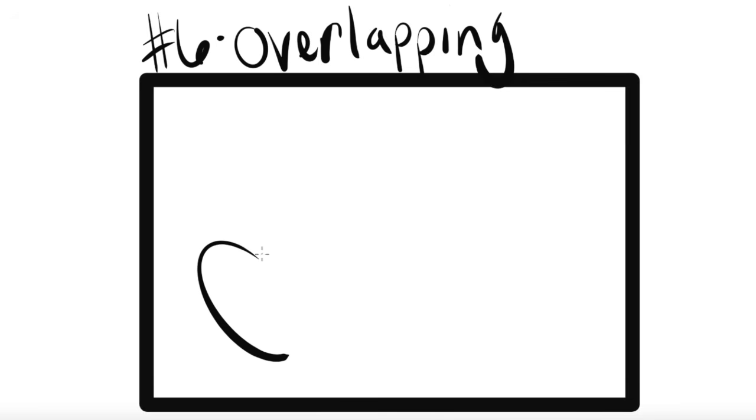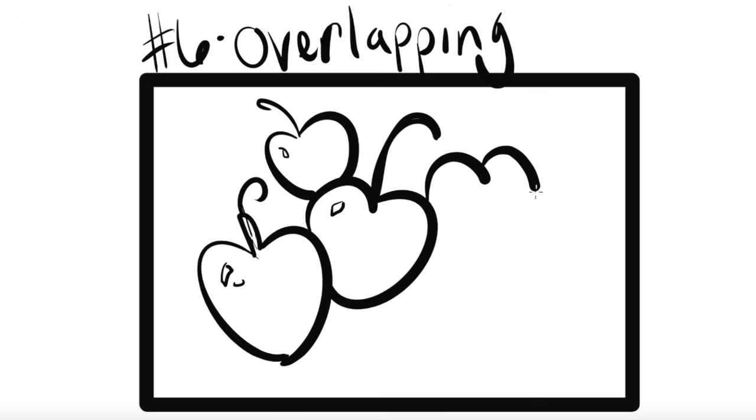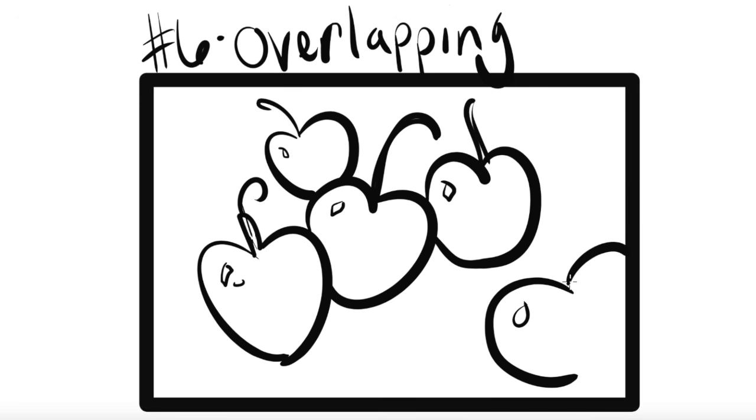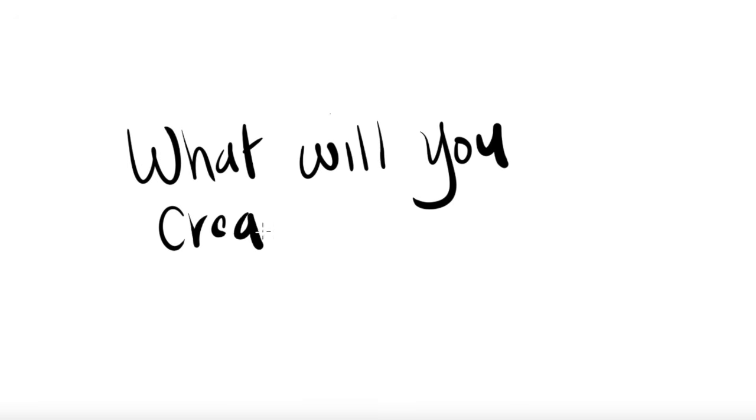The last technique is overlapping. In this technique, we're going to layer a bunch of cherries to show that they're taking up space. To draw the cherries, draw a heart shape and then add a little stem. Really layer all of your cherries and consider some of the things we've learned previously, like placement, size, and detail. So, what will you create with space?